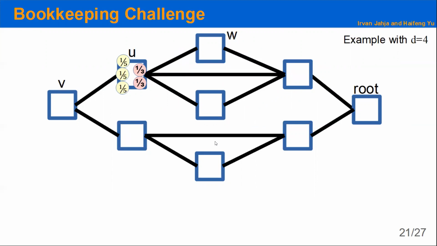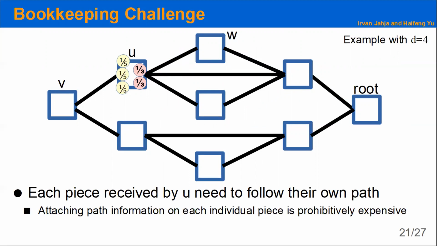So the problem here is that it is unclear what node u should do with all these pieces. It gets 3 pieces from node v and 2 pieces from node w. Each piece needs to follow its own respective path, and u needs to somehow route these pieces to their respective next hops. So it seems that in order to do this, the pieces need to have path information on them. But with an exponential number of paths and pieces, doing so is just prohibitively expensive. What can we do about it?